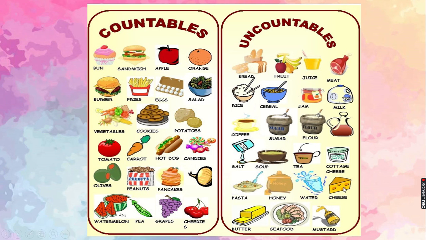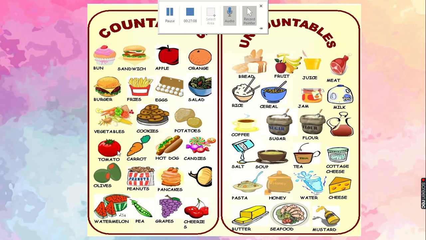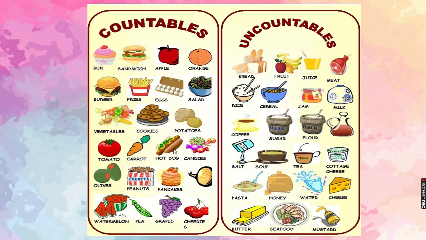Cheese. We don't say cheeses. We just simply say cheese. Butter. Seafood. Mustard. Alright. So if you guys ever get confused about all these non-count nouns, just go back to this video and then think about those non-count nouns. Okay? I also send you the PPT of this.